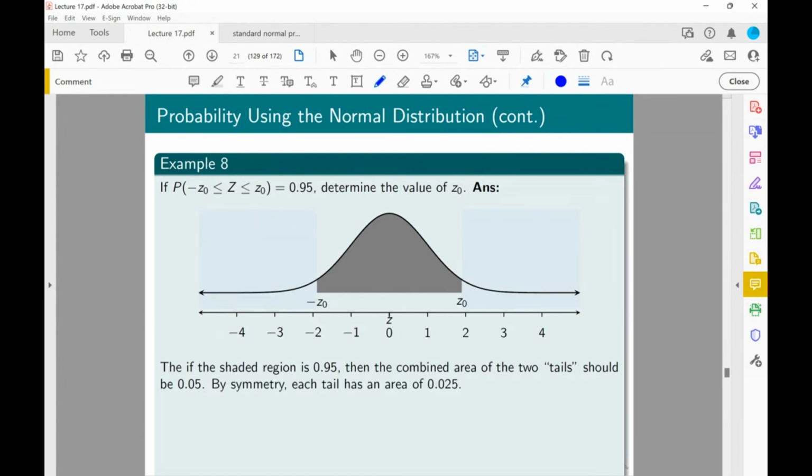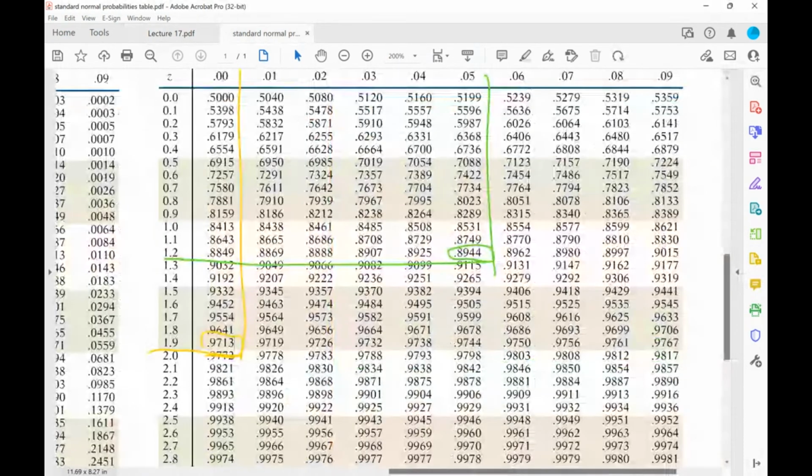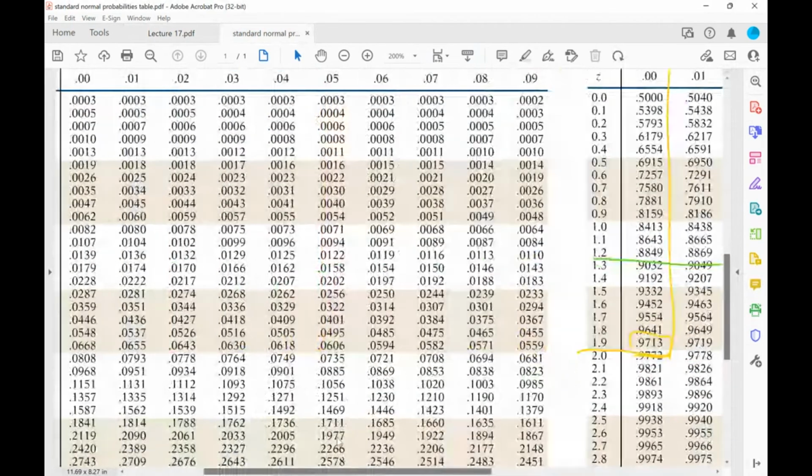So just to spell that out a bit, the tail areas sum to 0.05, so each tail should be 0.025. So what we want to do is work out the Z score, well, minus Z0 score, that gets us this probability. And the difference here is we would look up the actual value, 0.025, which would be about 25 somewhere here, this one.